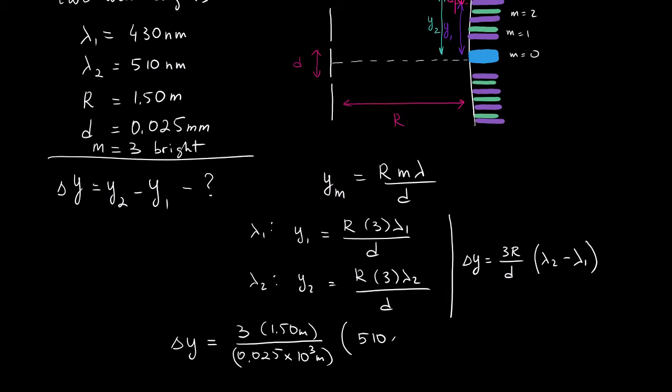So 510 times 10 to the negative 9 meters minus 430 times 10 to the negative 9 meters. That will give us 0.0144 meters, which is 1.44 centimeters.